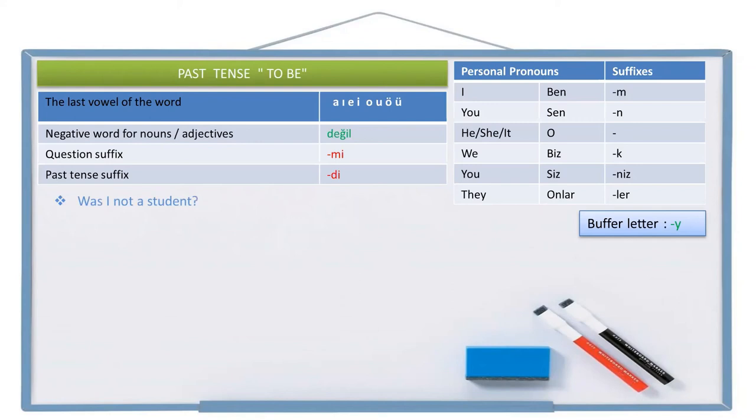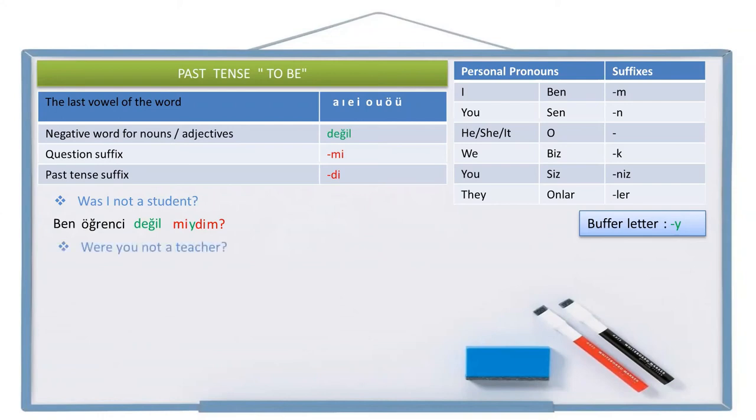Okay, let's write the person pronoun I first. Ben. Student, öğrenci. Not student, öğrenci değil. Question suffix mi, past tense suffix di, and the buffer letter between them, and person pronoun suffix to the end. Ben öğrenci değil miydim? Was I not a student?